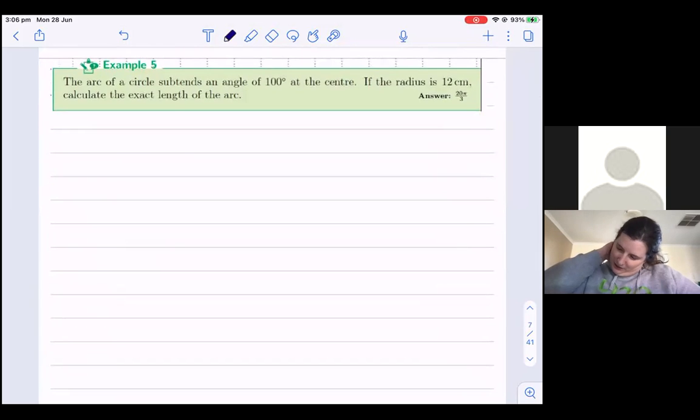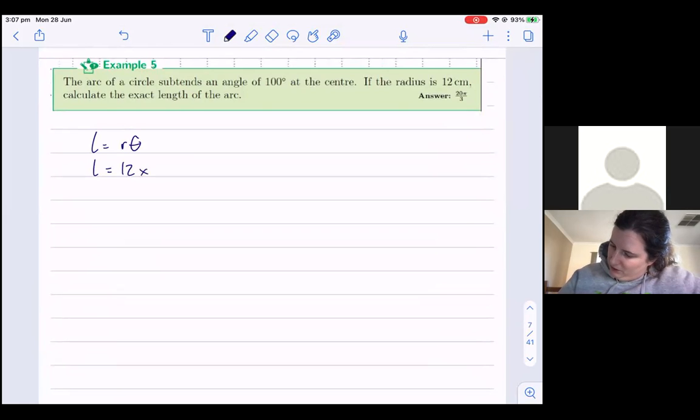The arc of a circle subtends an angle 100 degrees at the center. The radius is 12 centimeters. Find the exact length of the arc. So L equals R times theta. So we've got L equals 12 times theta, which is 100 degrees. But we want the exact length. We don't ever use degrees with this formula.